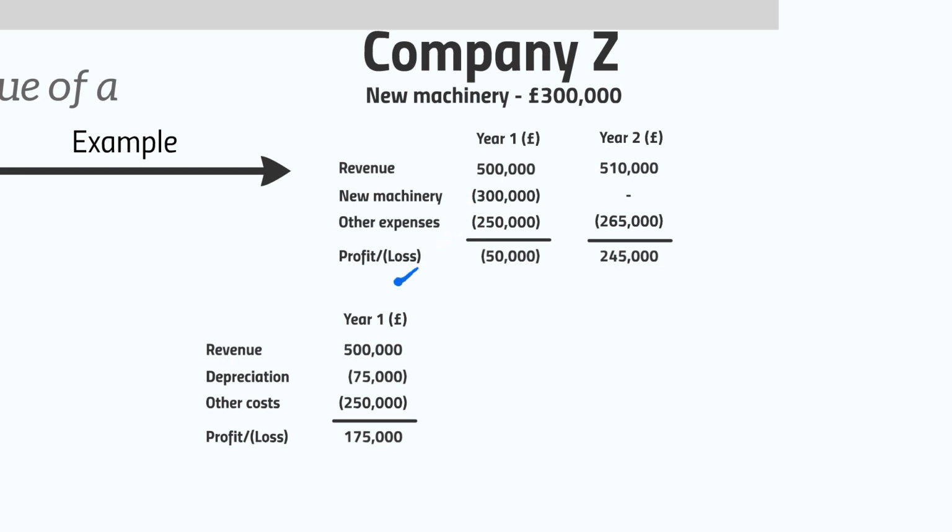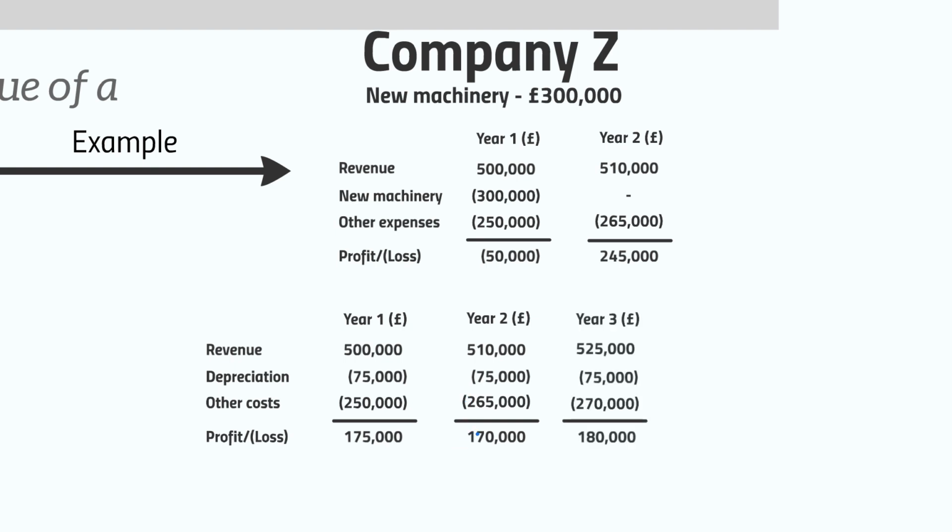So let's look at the impact of that. The revenue is the same in both examples. Rather than the entire expense, we just have depreciation for 1 year of the non-current asset. That's £75,000. We have the other costs, they're the same, £250,000. When we get to the bottom line, we see the company's actually made a profit here. Let's look at year two. The revenue is the same as in the example before. Depreciation again of £75,000. That's the second year of depreciation out of the 4. We have our other costs. And look here, the company again has made a profit.